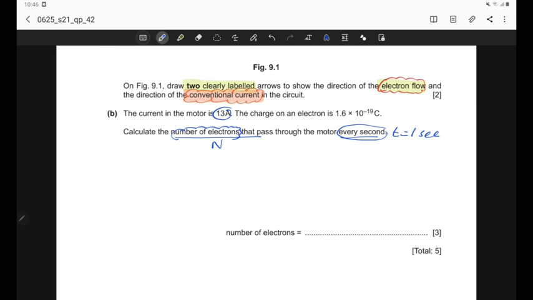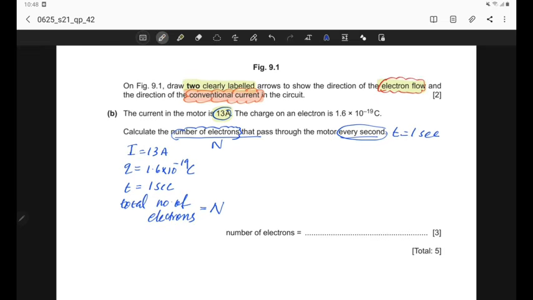that pass through the motor, where the total value of the current passing during this time is given, which is 13 ampere. So we are provided with the current, 13 ampere, and the charge of a single electron, which we can represent with small q, that is 1.6 times 10 to the power minus 19 coulomb, and the time is also given, 1 second. Here we need to calculate the total number of electrons. We can represent it with capital N, the total number of electrons flowing through that motor in 1 second, which we need to calculate.